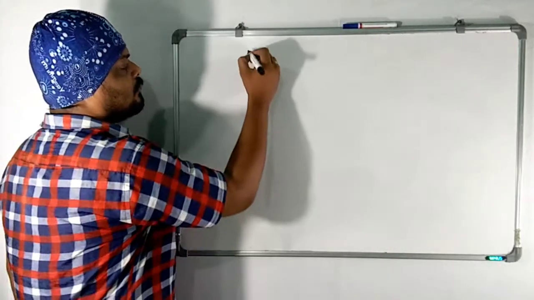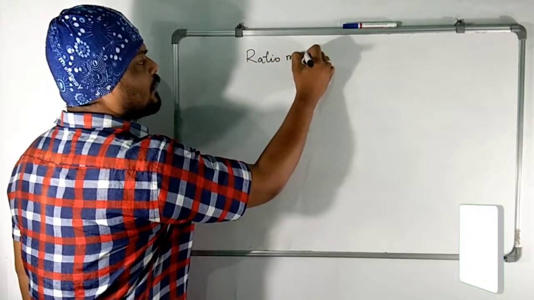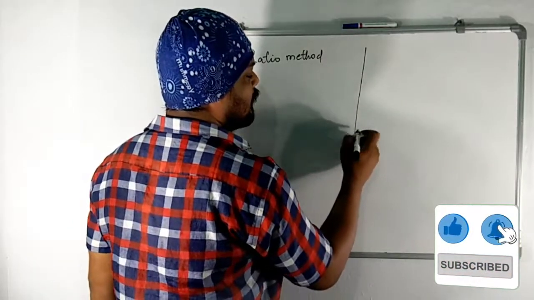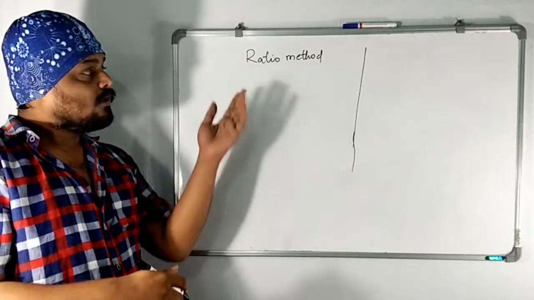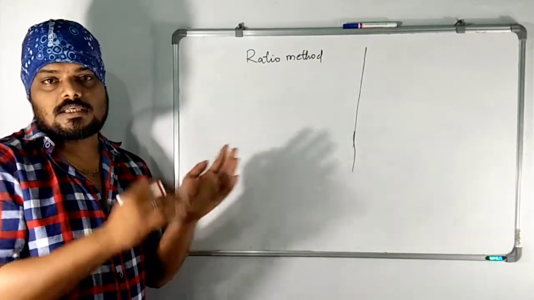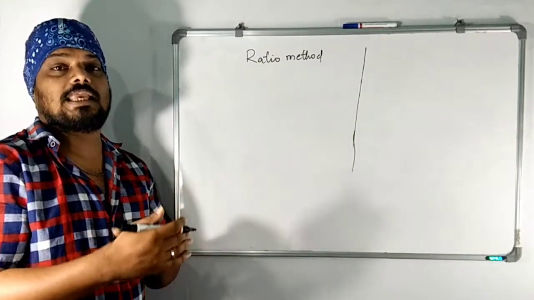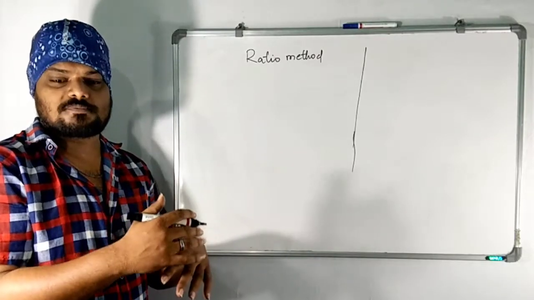So let us try to solve this question in the ratio method first. Then later we will solve the question in another method. Why I prefer the ratio method is that it is a much more advanced technique to solve these types of questions, and many more types of questions.